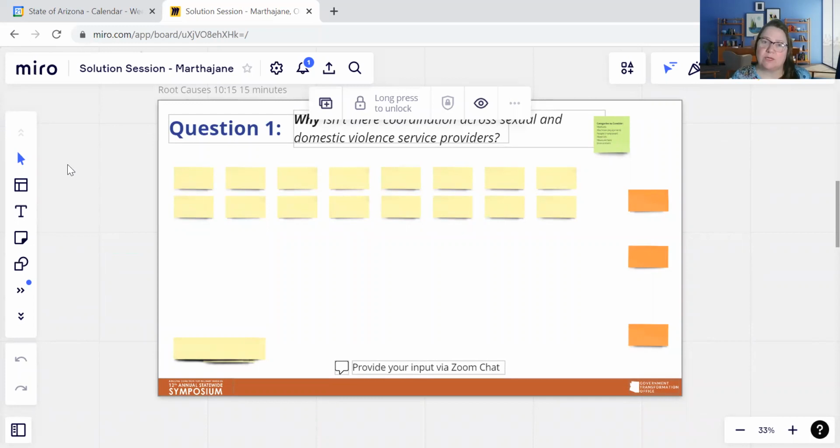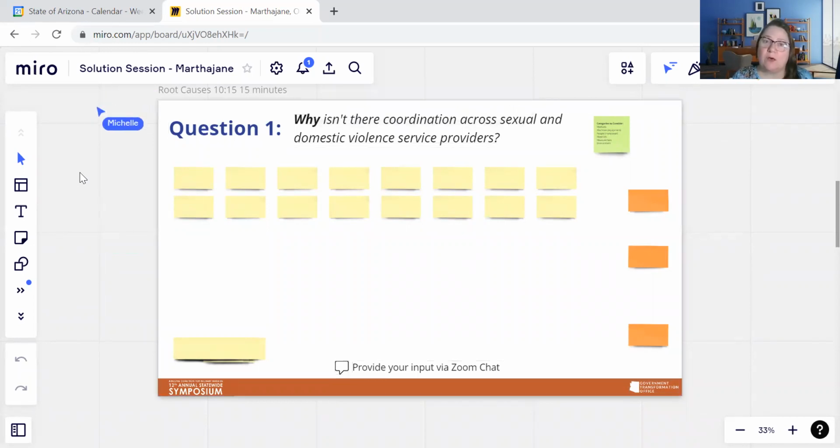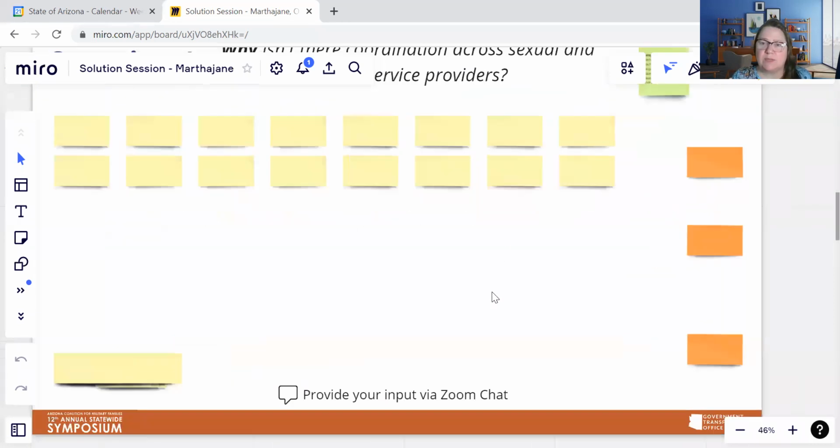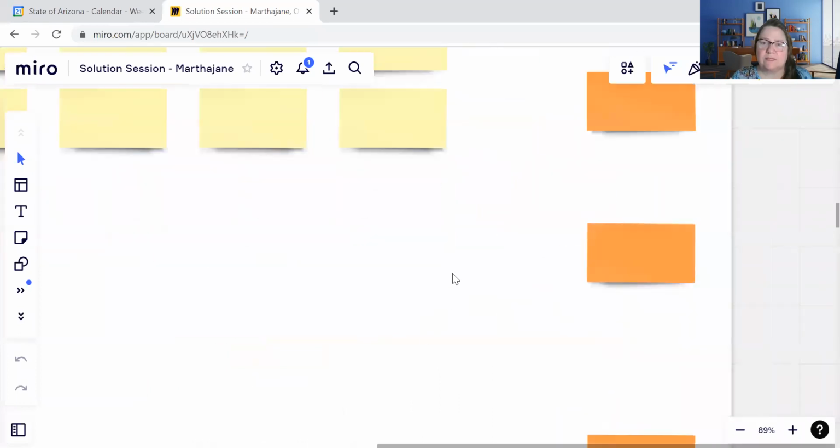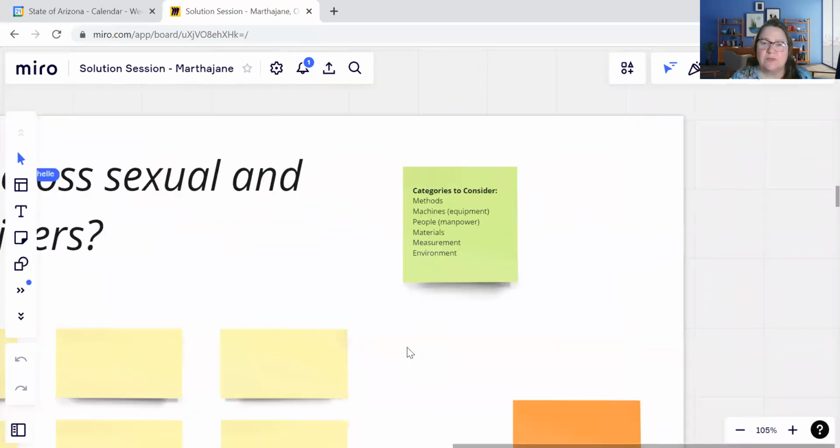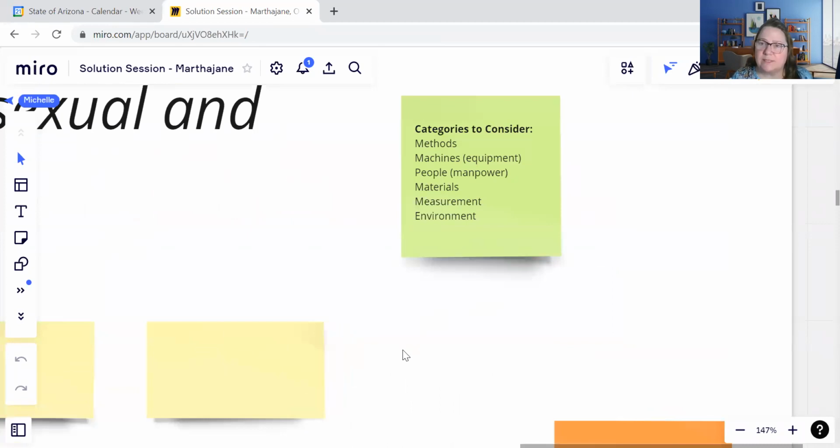So you will see that we're going to jump right into doing what we call root cause analysis. Our problem is, why isn't there coordination across sexual and domestic violence service providers? We addressed some of that in the first session, and now we're going to categorize these reasons. We want to capture all the reasons that we think. I'm going to zoom in a little bit here on one of these notes, so you can start thinking about this in categories.